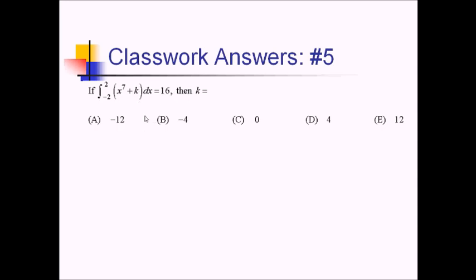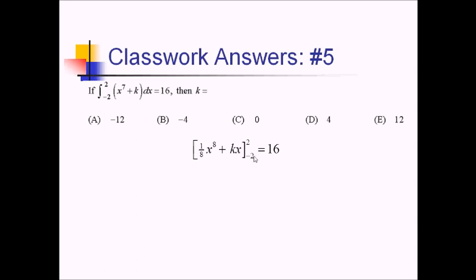So first things first, antiderivative. So we've got x to the 7th, that bumps up to an 8. Dividing by 8, we've got 1/8 x to the 8th. And then since k is being treated as a constant, since x is the variable of integration, we've got kx as the next thing. We've got that being evaluated from negative 2 to 2, and all of it equaling 16.